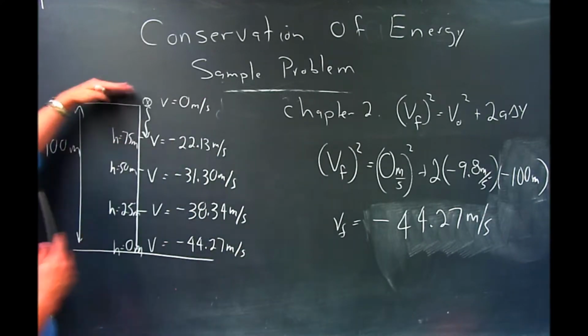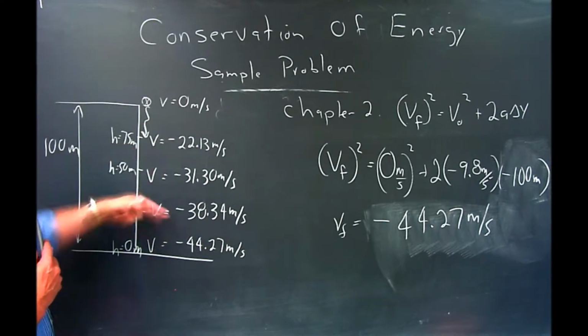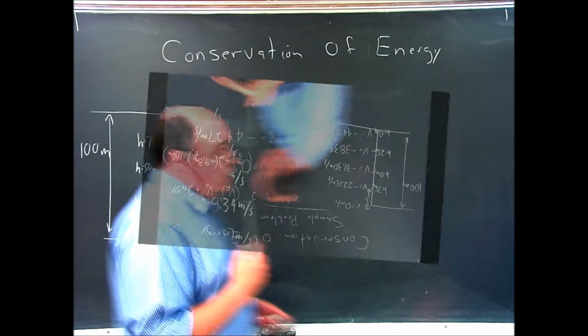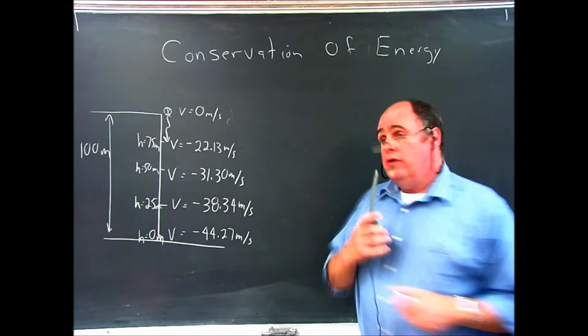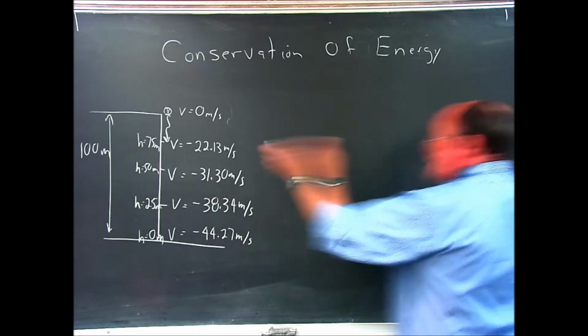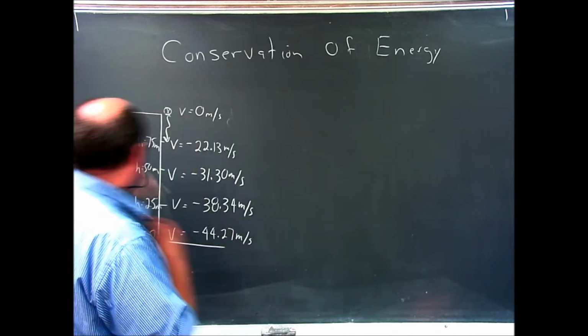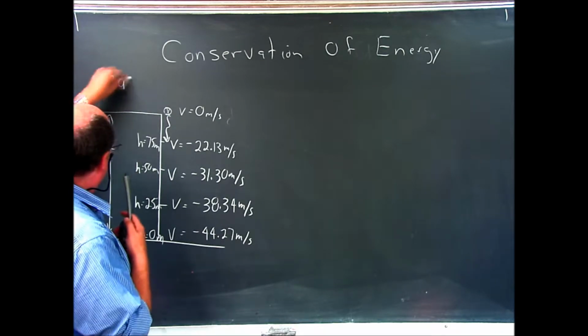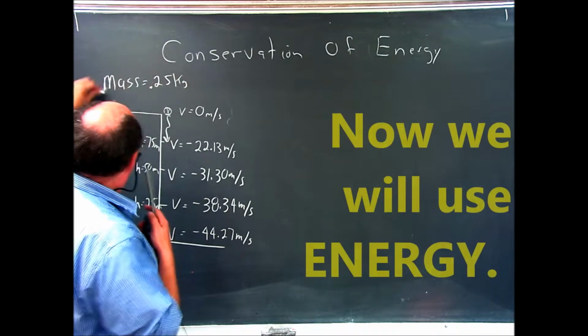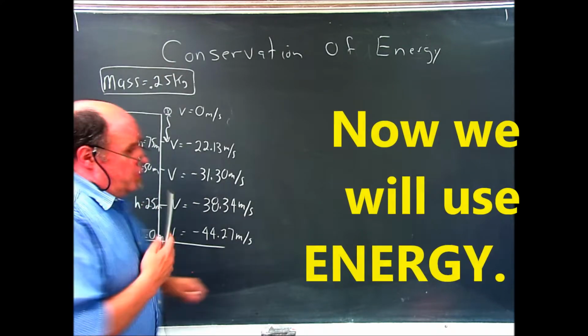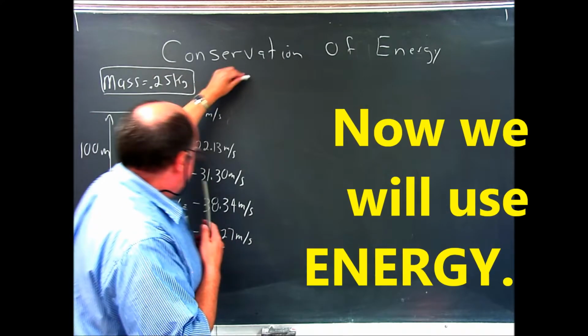Okay, so with this activity, I have all of these different velocities at these different heights. And in the original problem that I wrote on the board, I had said that the mass of this ball was equal to 0.25 kilograms. So I'm going to make a table here.